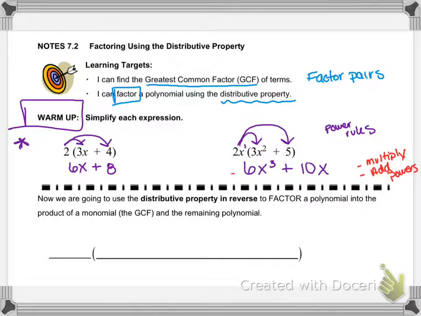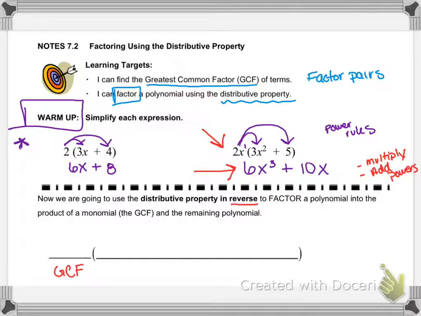Today, the reason I had you review that is because we're going in the complete opposite direction today. We're going in reverse. Now we are going to start with a polynomial that looks like this, and your job is to give me an answer that looks like this. So we're going in the complete opposite direction.